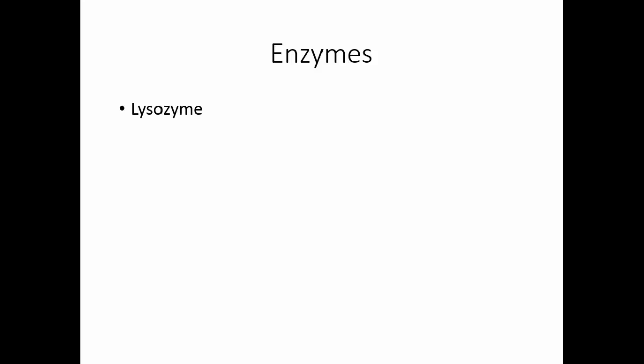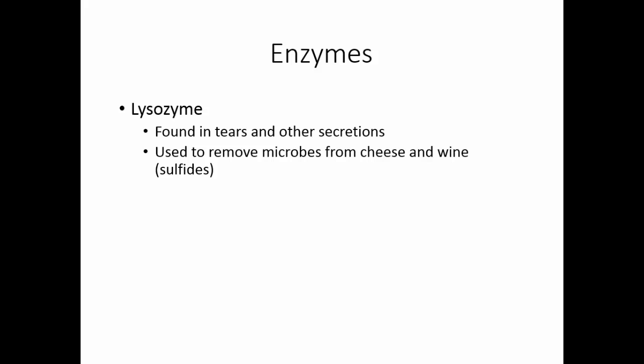Lysozyme is a naturally occurring enzyme found in tears and other secretions. Recently, it's been used to remove microbes from cheese and wine. Some vintners use sulfides to stop the fermenting process in wine. This leaves behind a residue of sulfur. Some people who drink the wine are allergic to sulfur and get headaches. Using lysozyme overcomes this problem.